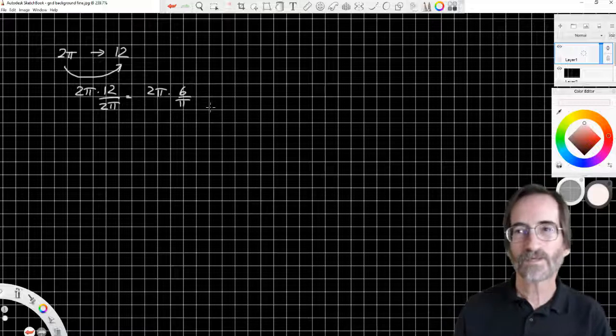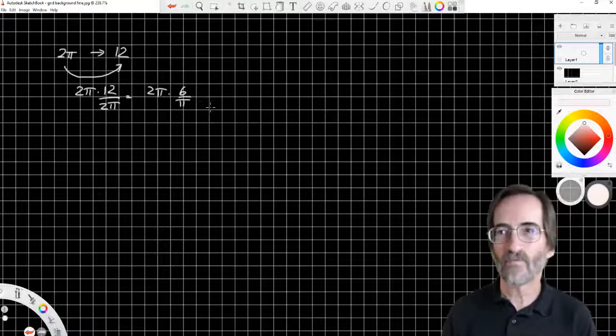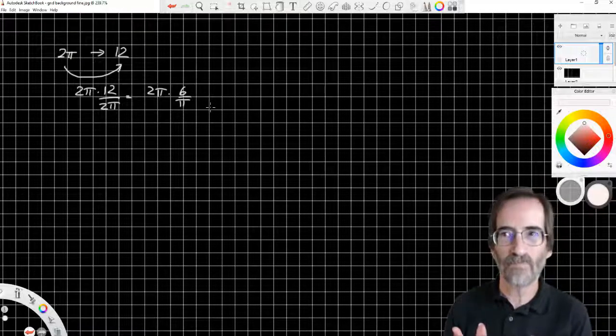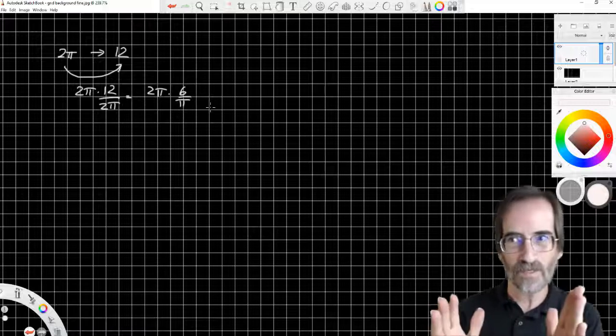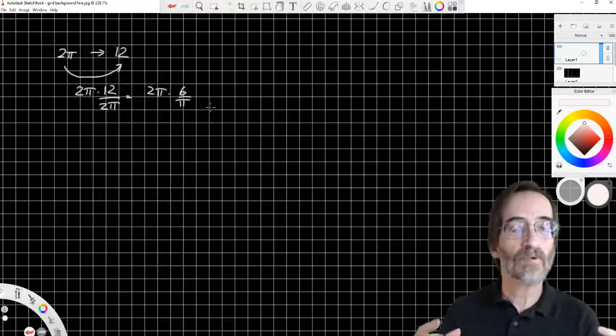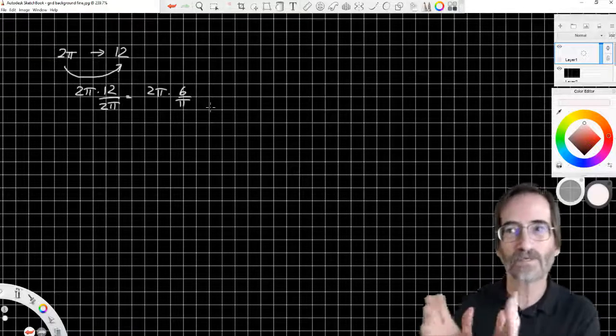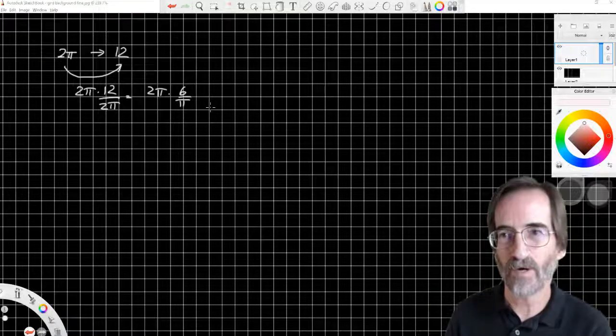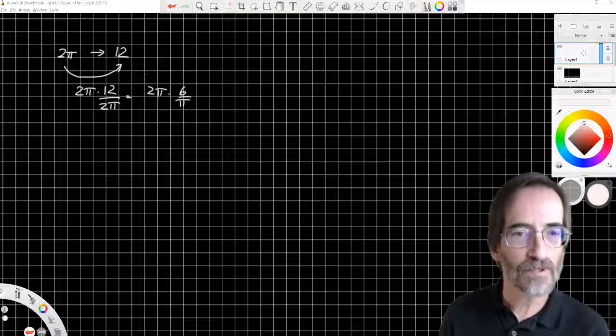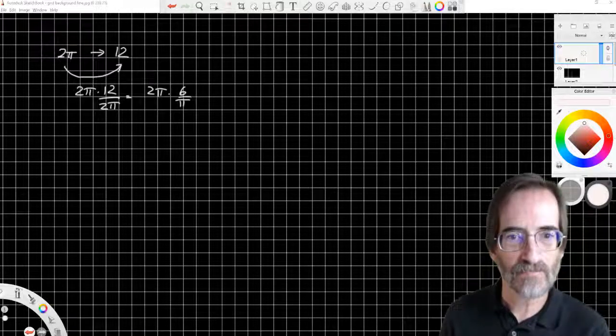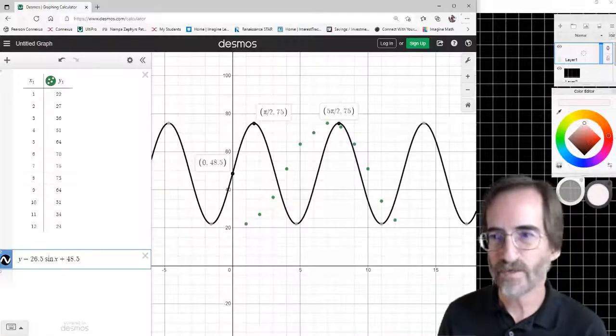Okay? So if I multiply by 6 divided by pi, which would compress it, we need to remember that x is inverse, so it's opposite. So we need to divide by 6 divided by pi. Okay, so here we go. Let's go to Desmos. Oh, there it is. Okay.